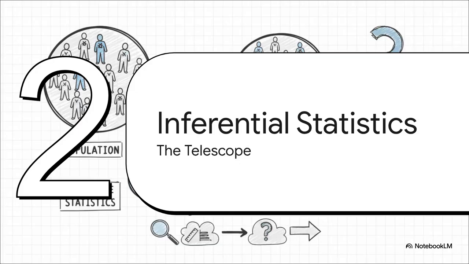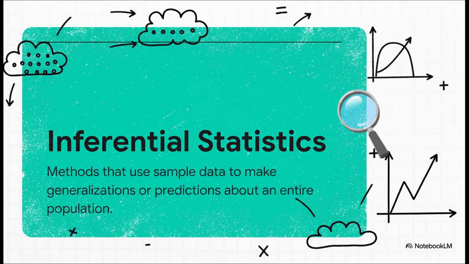Okay, that's great for what we can see, but what about everything we can't see? For that, we need to put down the magnifying glass and pick up our second tool, the telescope. This is inferential statistics. This is where we make the leap. Inferential statistics takes that sample data we've so carefully described and uses it to make an educated guess, a generalization or a prediction about the entire population. We're using what we know to say something smart about what we don't know.